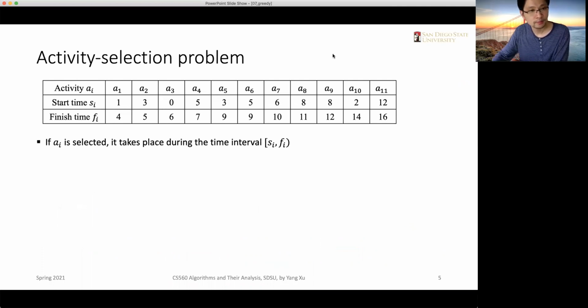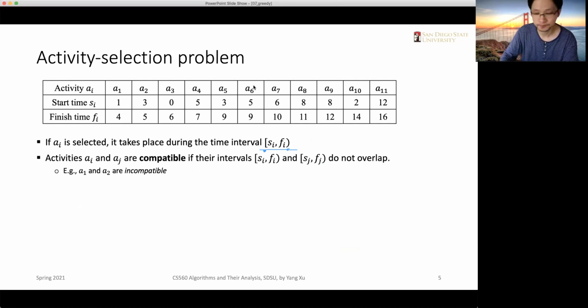All right, let's further observe the activities. If the activity A_i is selected, then it takes place during the time interval between S_i and F_i. On the left it's a closed boundary, on the right it's an open boundary, but it doesn't really matter. It just indicates the starting time and ending time. If we plot it on a scale, it's a segment on the number line. Now let's consider whether two activities are compatible with each other. We have A_i and A_j, with one interval from S_i to F_i and the other from S_j to F_j.